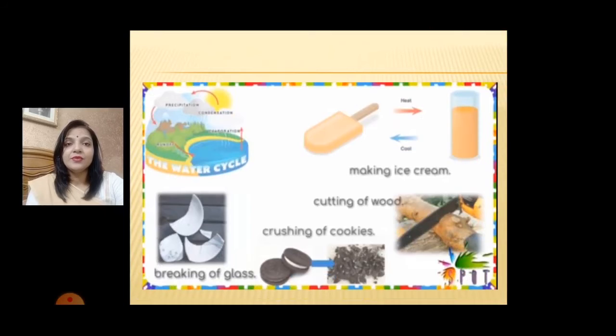Let's know the difference between physical and chemical changes. A change where only the physical properties of the substance change and no new substance is formed is a physical change. Sometimes it can be reversible also. While in chemical changes, the chemical properties of a substance change and a new substance is formed.